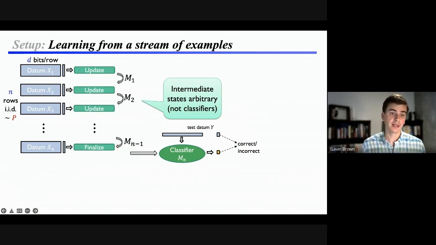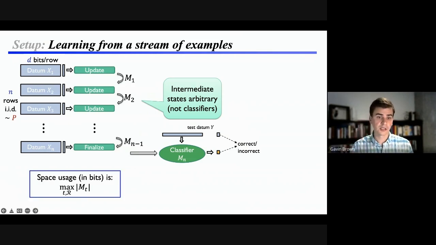Like before, we'll have d-bit data points with n data points, each of which are drawn IID from some distribution P. After receiving each example, the learner will update its memory state from M1 to M2 all the way to the end. Crucially, these intermediate states need not be classifiers. They can be arbitrary. They don't need to make predictions or anything. After receiving the final example, the algorithm will output a classifier and we'll evaluate it in the same way with a fresh data point.